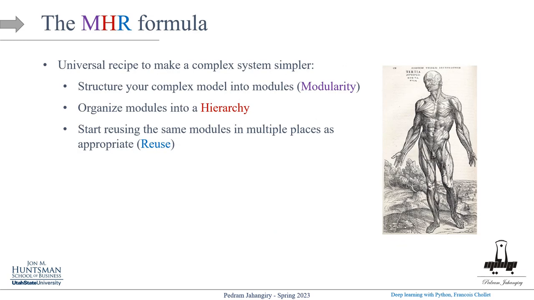Let's start with the MHR formula: modularity, hierarchy, and reuse. It seems that there is this universal recipe, if you wish, for making a complex system simpler. So think of a complex system just like the human body. This is something we are all familiar with.